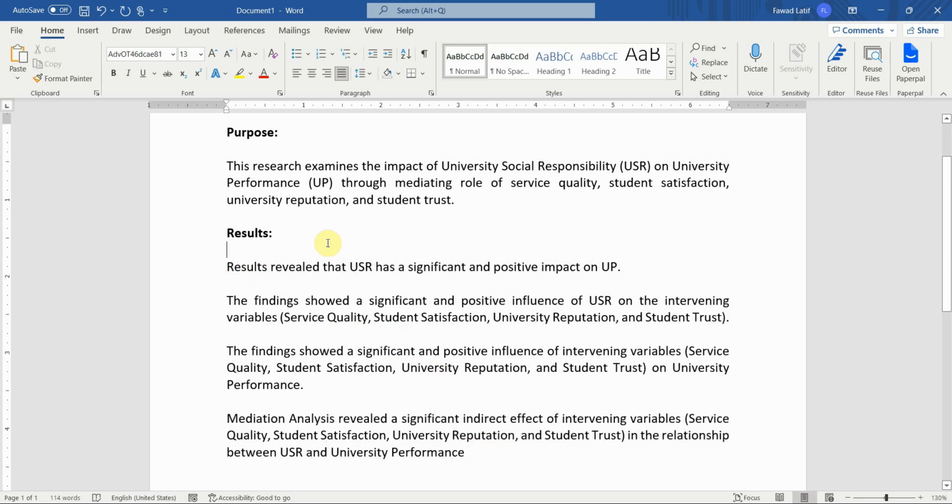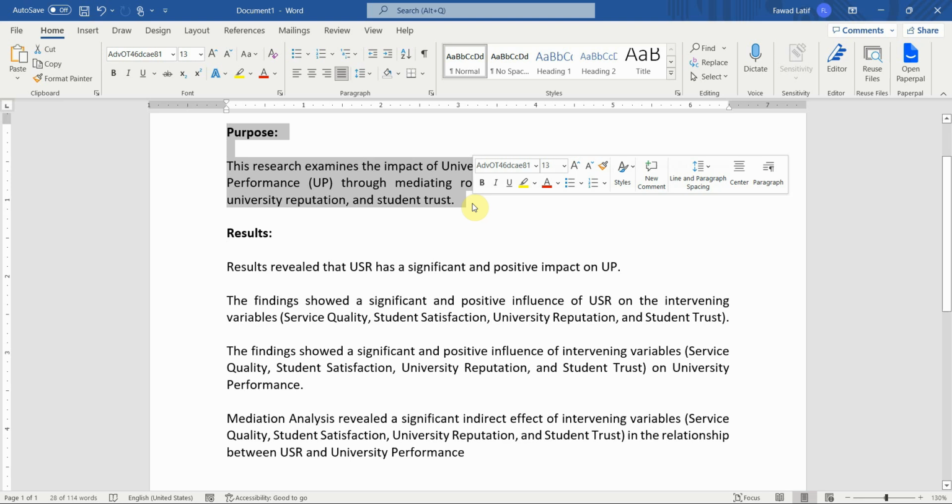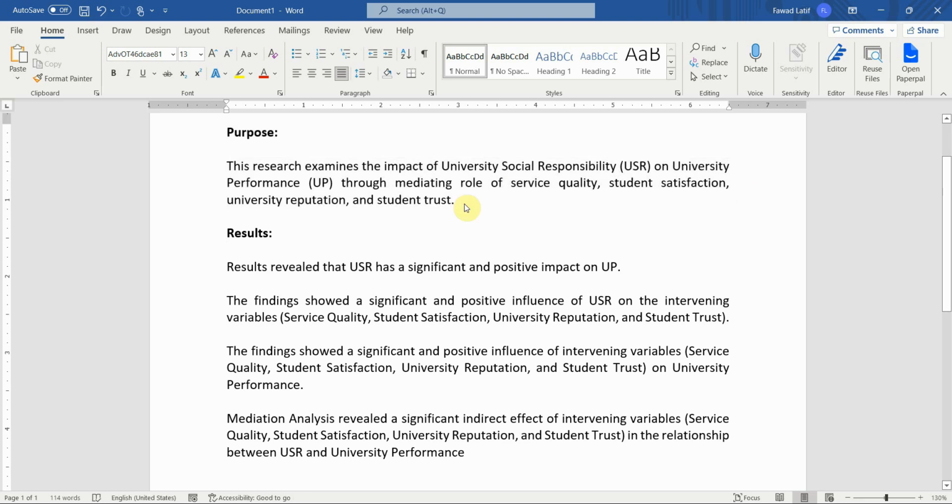Now, the ingredients for this conclusion that you want to generate through ChatGPT are, first of all, make sure you know the purpose of your study or the objectives. Now, conclusion is written in light of the study objectives. And what were the results? So I wrote the results for each relationship.